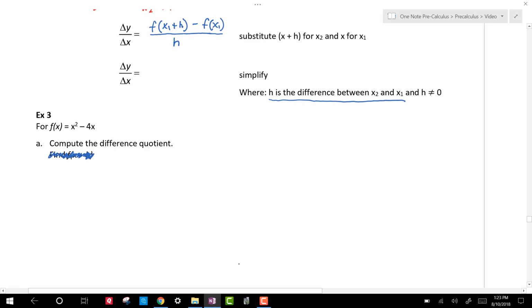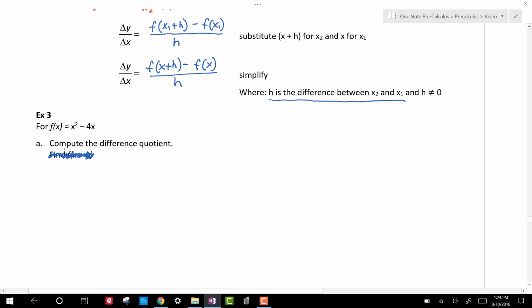Okay, so back up here where it says delta y over delta x, what we want to understand is that x1 is just really any x on my graph, and the h is the distance to the next x. Okay? So I can actually write this as f of x plus h minus f of x all over h. And so in example 3, we're actually going to look at the function f of x equals x squared minus 4x, and we're going to compute the difference quotient.